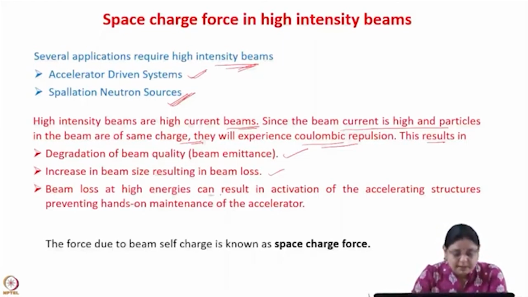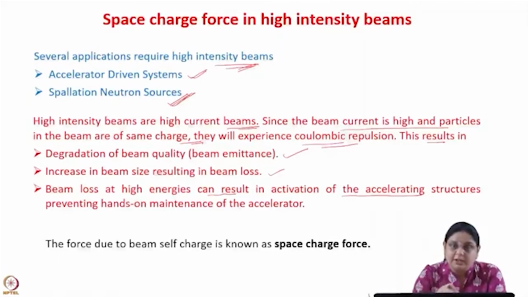Beam loss at high energies can result in activation of the accelerating structures, preventing hands-on maintenance of the accelerator. Now, if beam is lost at higher energies, this can activate the structure, so that during operation, nobody is allowed to enter the accelerator tunnel.